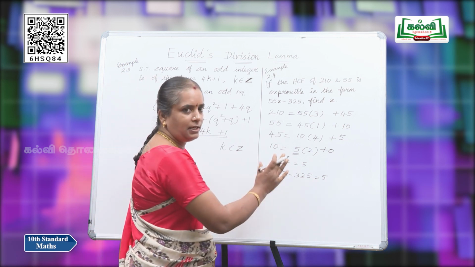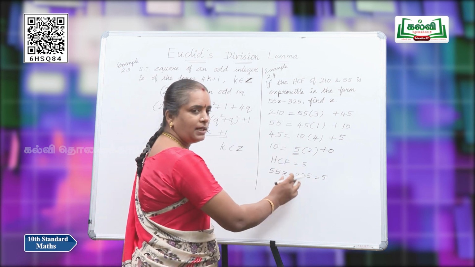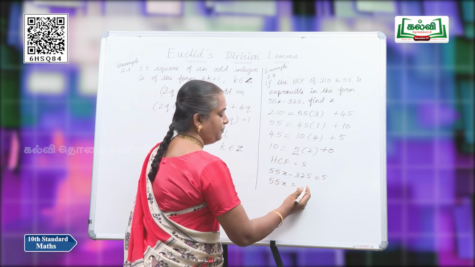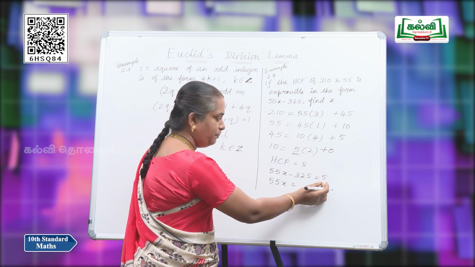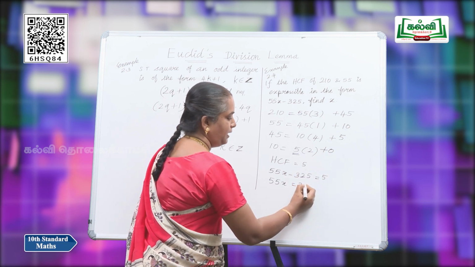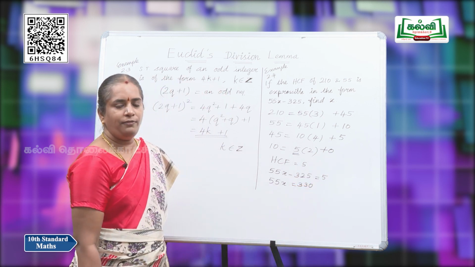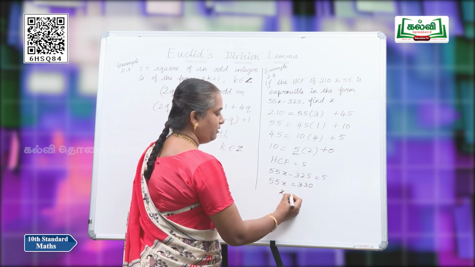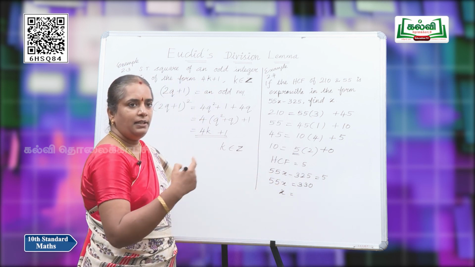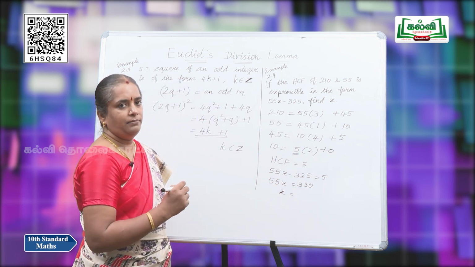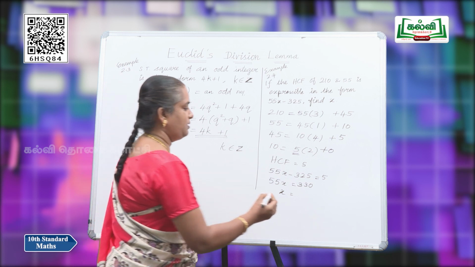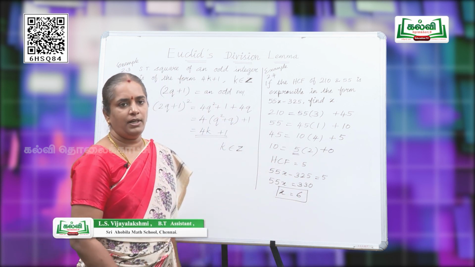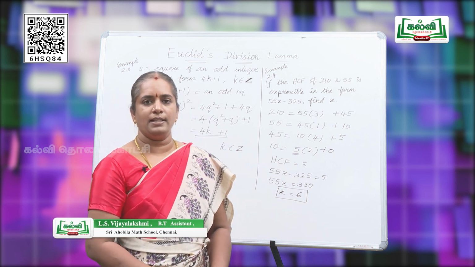So, we have written the statement and take this minus 325 that side and it becomes, yes, plus. So, plus 325 plus 5 becomes 330. So, 55x is equal to 330, which means x is equal to 330 divided by 55, which is 6. Very good. So, x is equal to 6 is our answer. Shall we move on to the next sum?